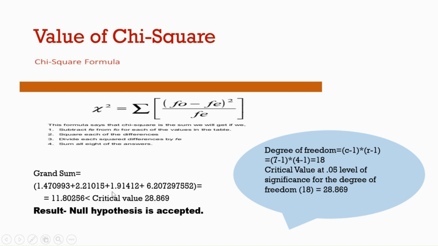So the null hypothesis is accepted because it is not significant. If this value is greater than this, then only it will be significant and the null hypothesis will be rejected. But in this case, since the value is less than the critical value 28.86, the null hypothesis will be accepted.